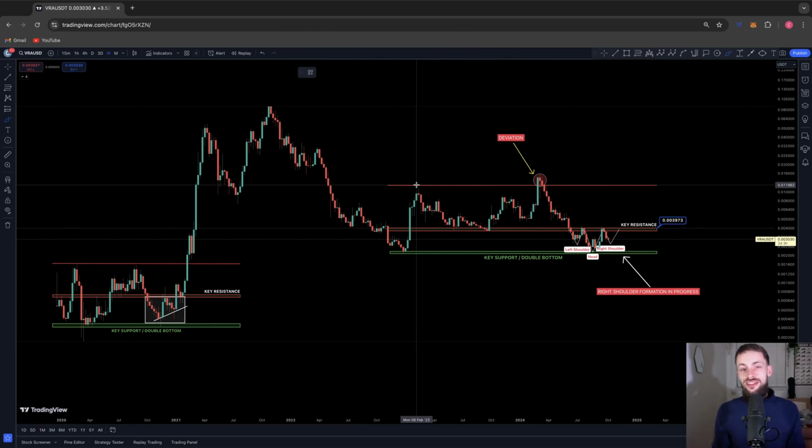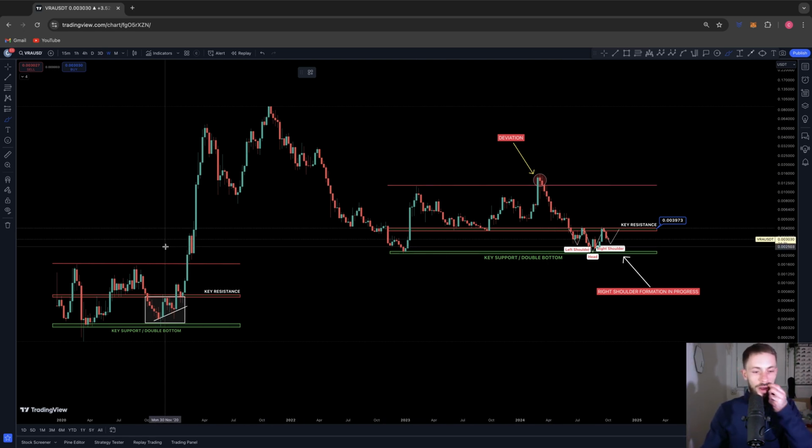Today we will be discussing Veracity. The ticker is VRA against USDT and we will be analyzing the weekly time frame. So I did post an update for VRA.